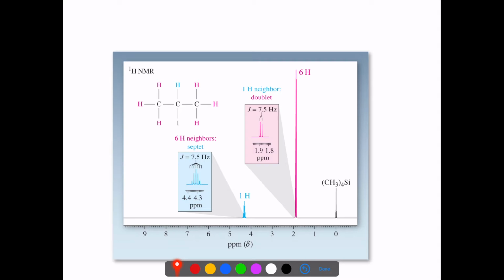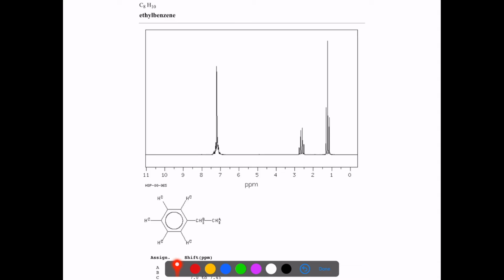And then I'll leave you with one final example, and this one involves benzene.